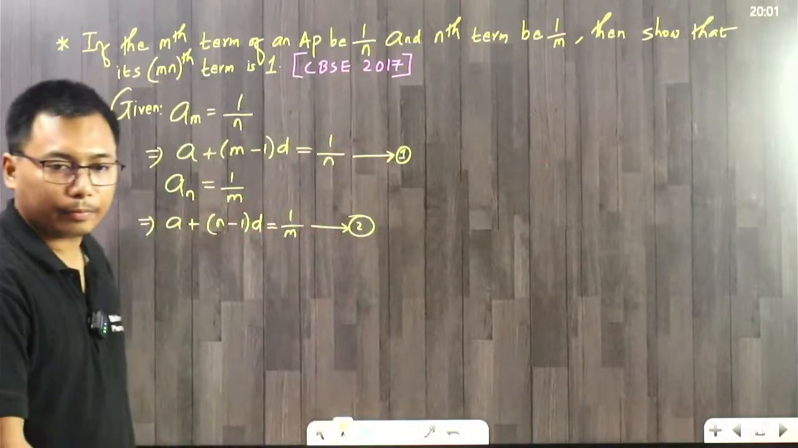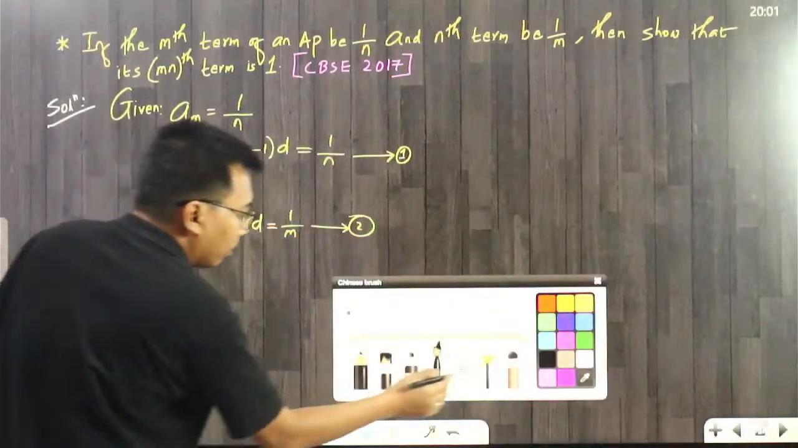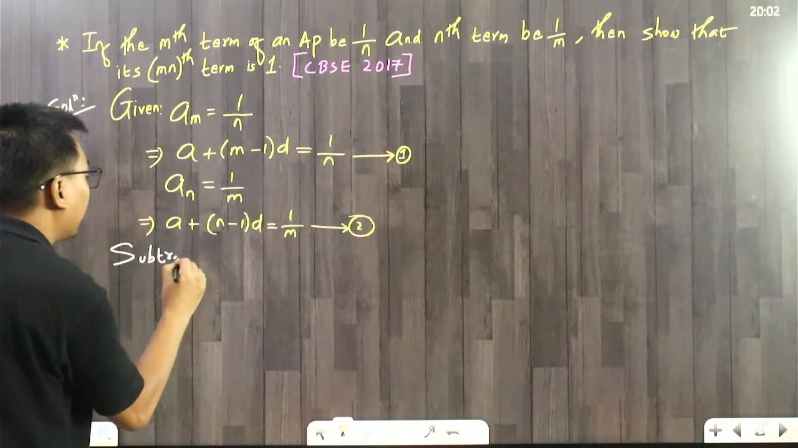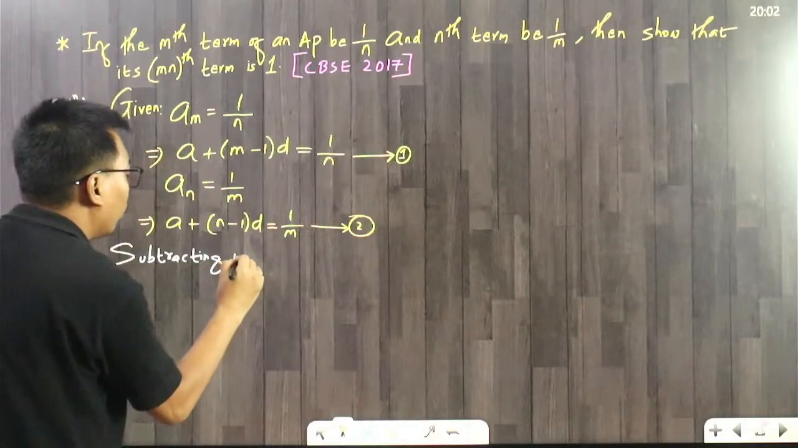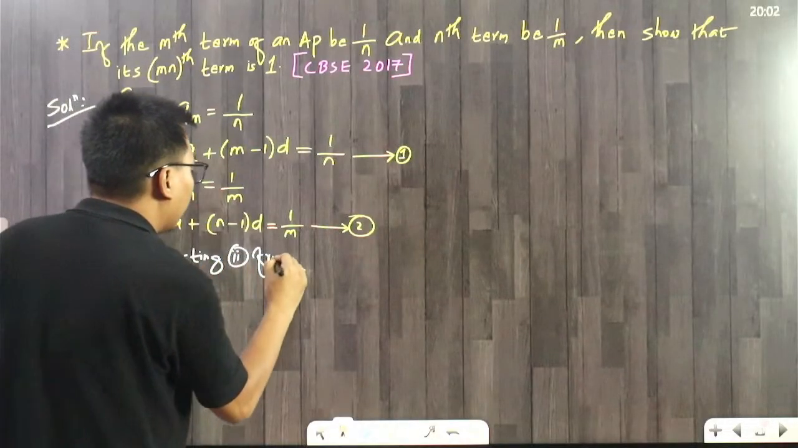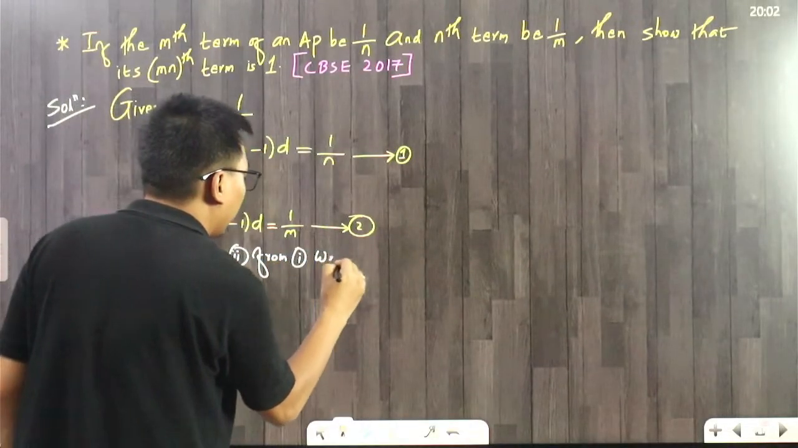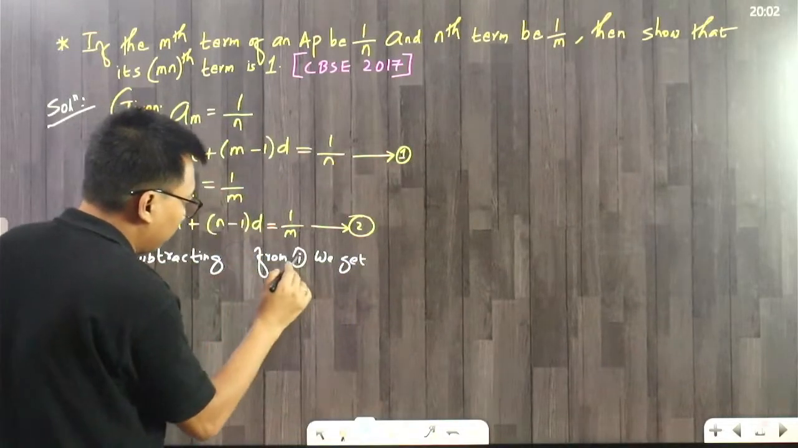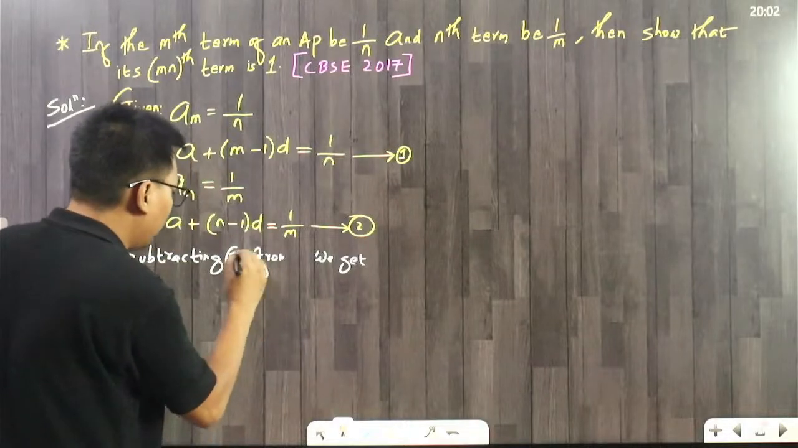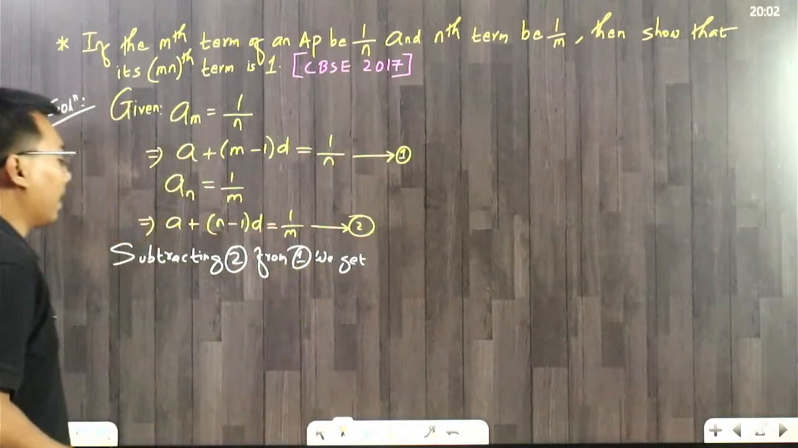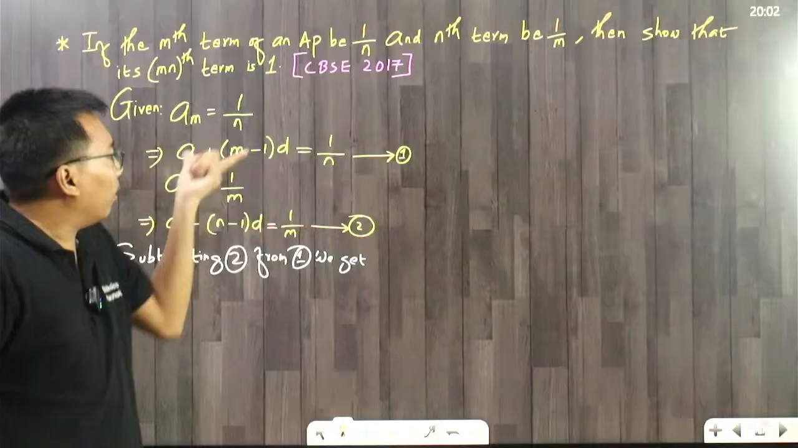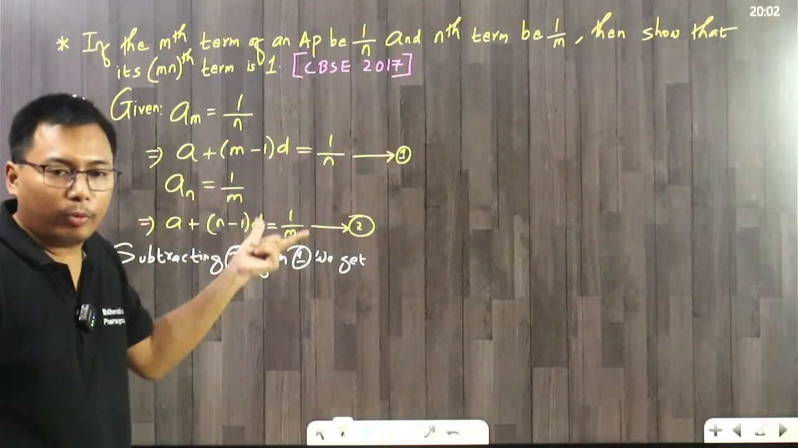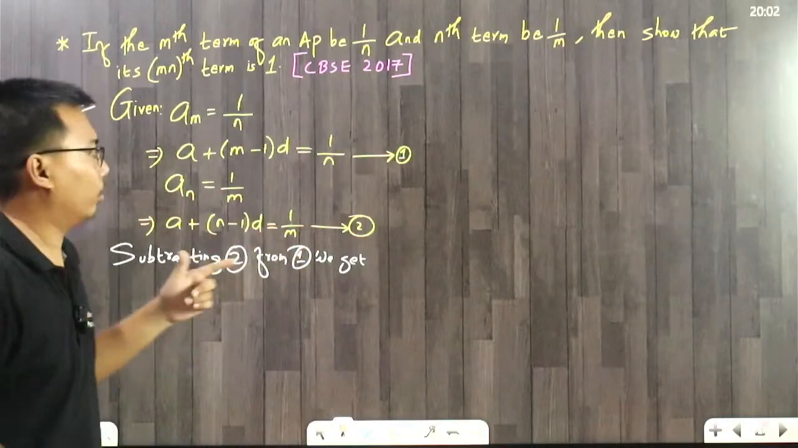All right. Now we'll subtract. Subtracting 2 from 1. Subtracting 2 from 1 means what? From 1 we are subtracting 2, which means 1 minus 2, right?